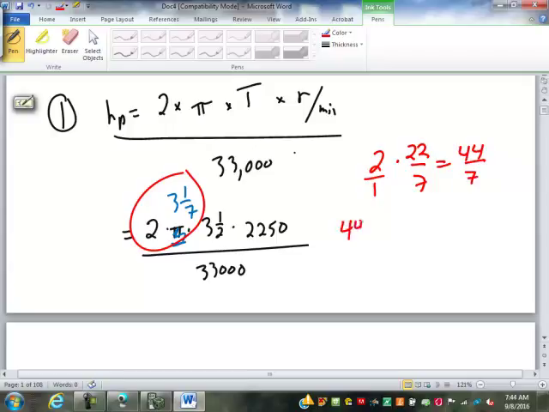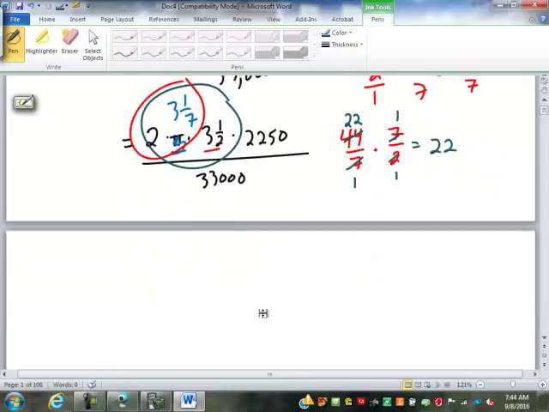So we've got the 44. I'm going to leave it as an improper fraction. Times 3.5 is next. So 3 times 2 is 6, plus 1 is 7 over 2. So the 7s cancel out, giving 1 and 1. 2 and 44 cancel out, giving 22 and 1. So now all we have is 22 times 2,250, and then divided by 33,000.